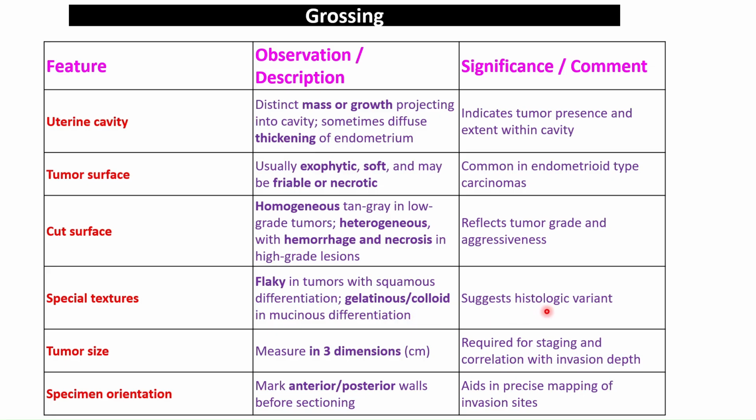It suggests the histologic variant. Now, tumor size we have to measure in 3 dimensions in centimeters, which is required for staging and correlation with invasion depth. For specimen orientation, mark the anterior and posterior wall before sectioning, because it is required for precise mapping of invasion sites.